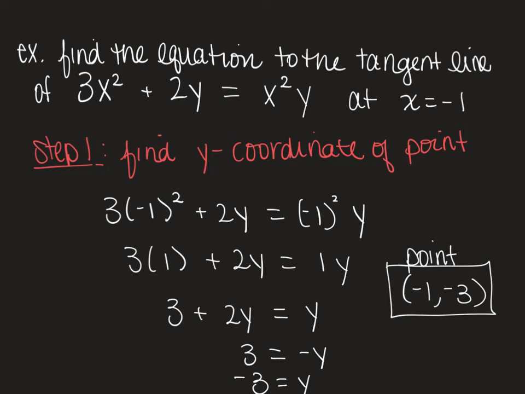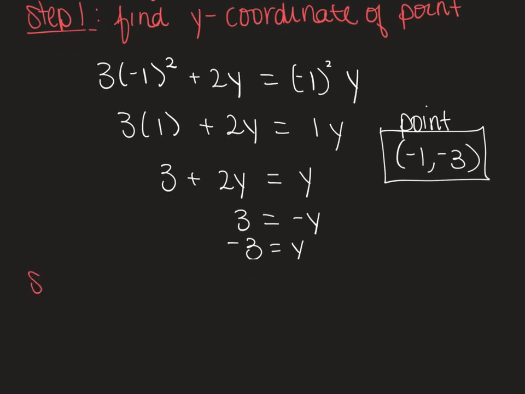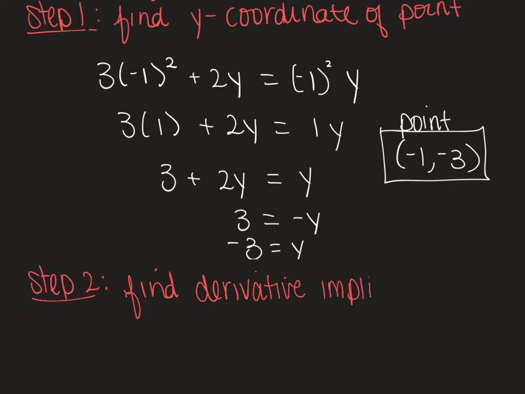Alright, so let's move on to step 2. Step 2 would be to find the derivative implicitly. What that means is we're going to take the derivative of x's and y's. Just remember that every single time you take a derivative of a y, you need a dy dx. So our function was, I'm just going to write it down here, 3x squared plus 2y equals x squared y.